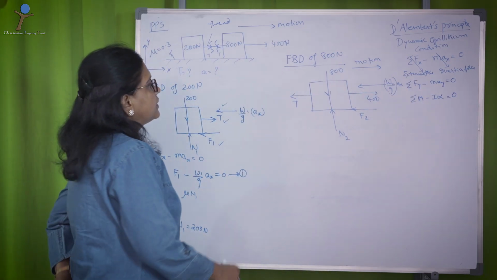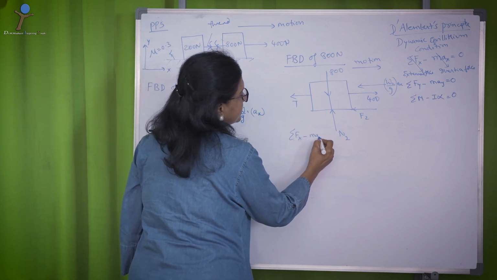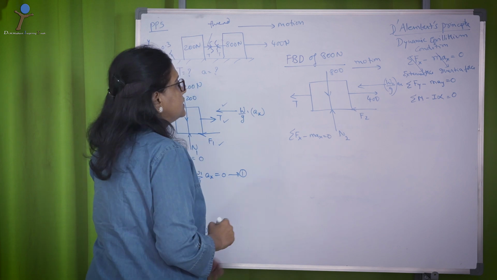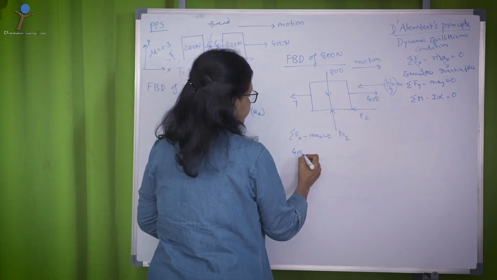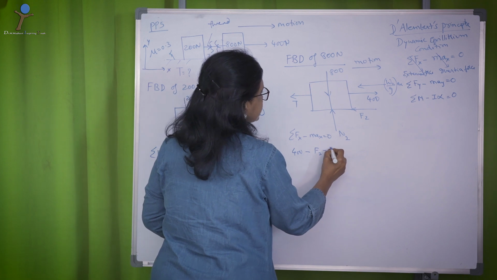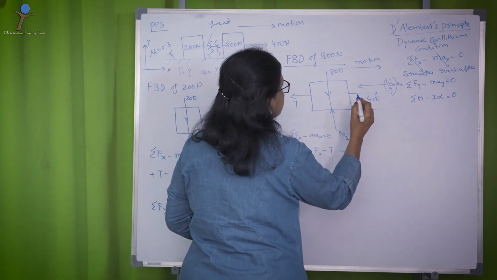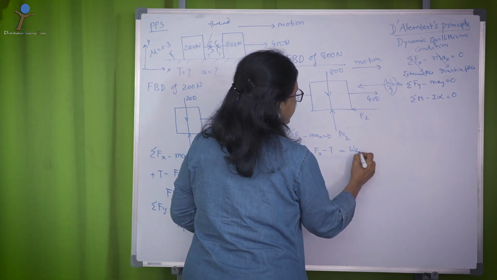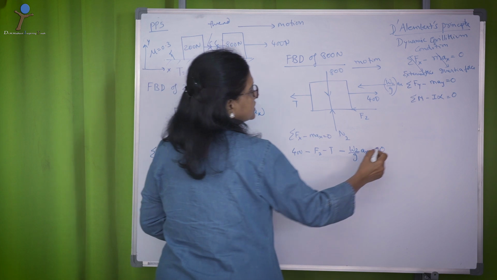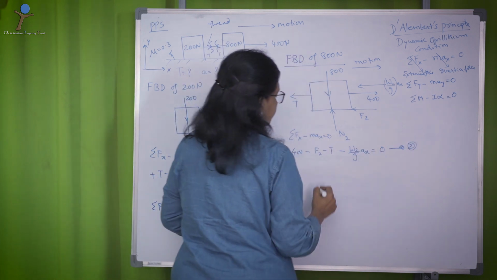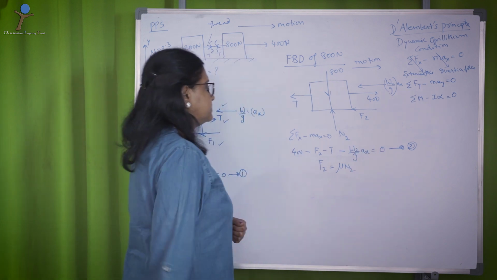Now, write down the equilibrium conditions. Sigma Fx minus max equal to 0. Here the net forces are 400 positive minus F2 minus T minus W2 by g into Ax equal to 0. So, let me call it equation 2, where F2 is equal to mu into N2.